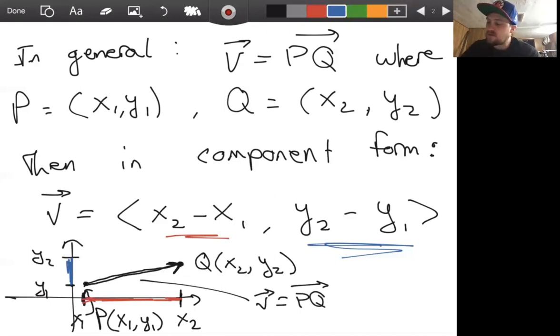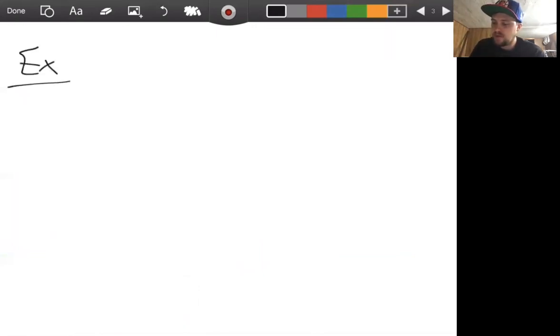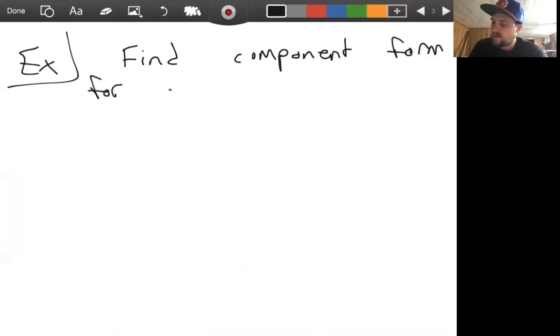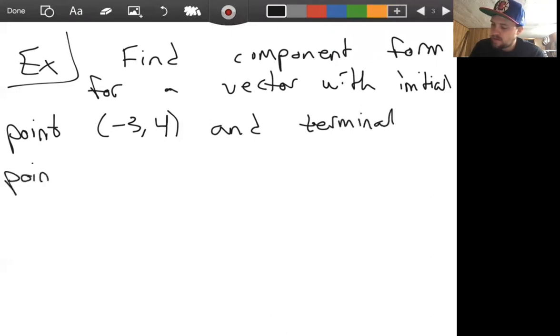Okay, so let's do a quick example to make sure we understand how to actually express a vector in component form. So let's do an example here. Let's find the component form for a vector with initial point of (-3, 4) and terminal point of (1, 2). Okay, so we can say v equals something, right? We'll write it over there.